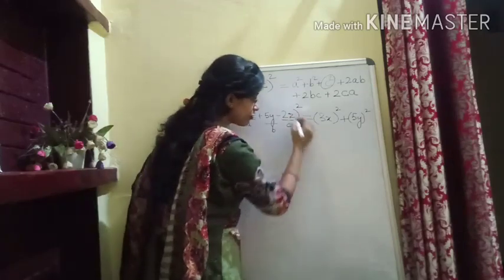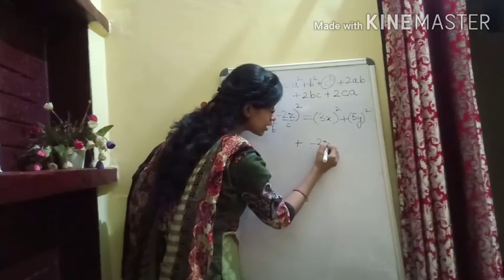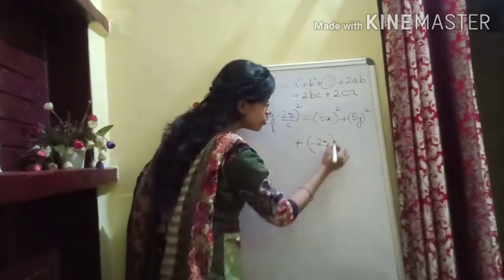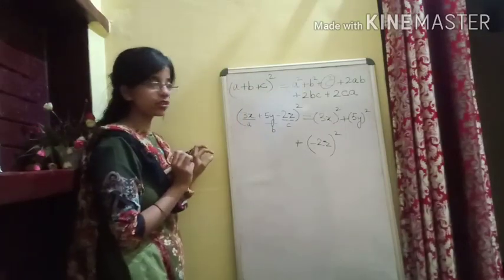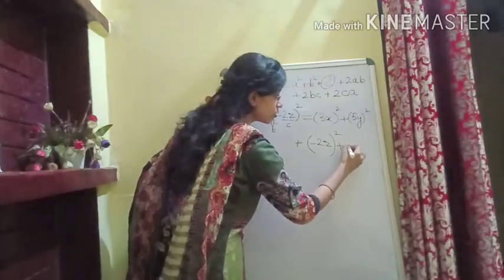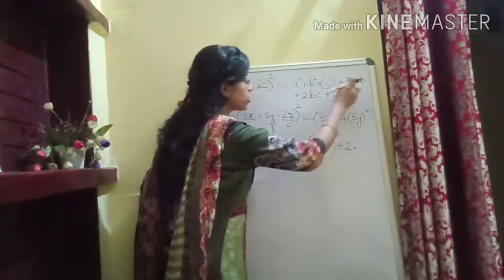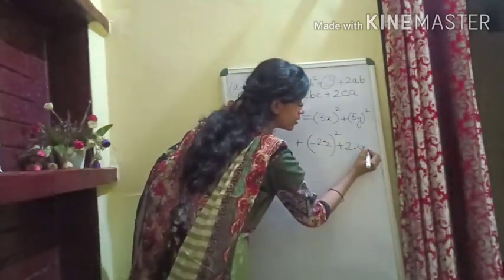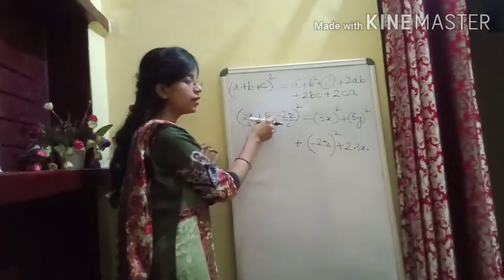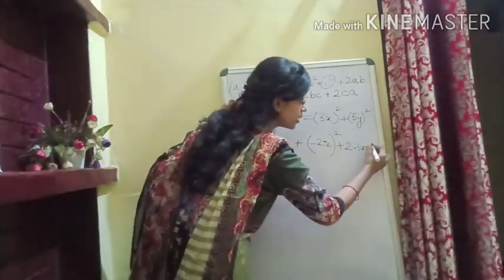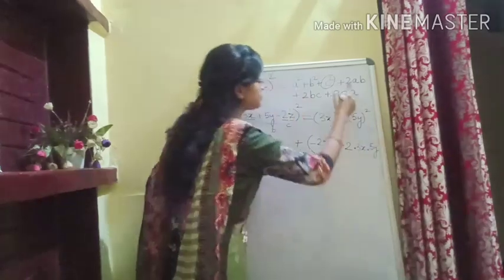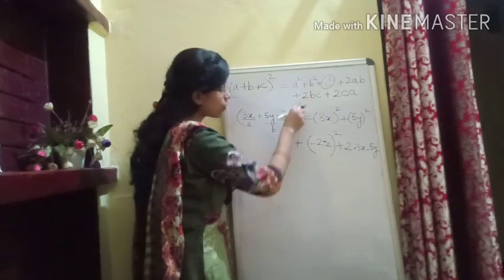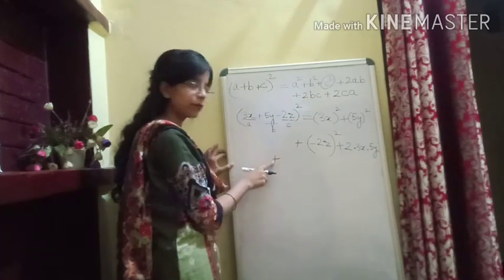So now, careful: minus 2z is the value of c, and we have to square it. Is it clear how we have written this? Now plus 2 into a. What is our a? 3x. So we write 3x into b. What is our b? 5y. So we write 5y, plus 2bc. According to the identity it is plus, so we will write plus here.